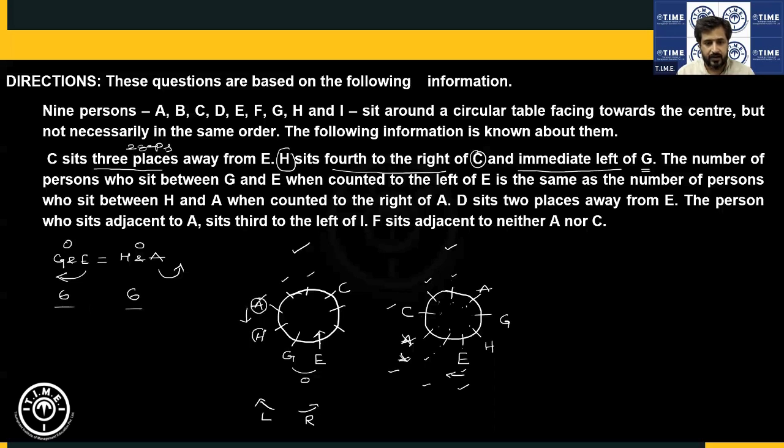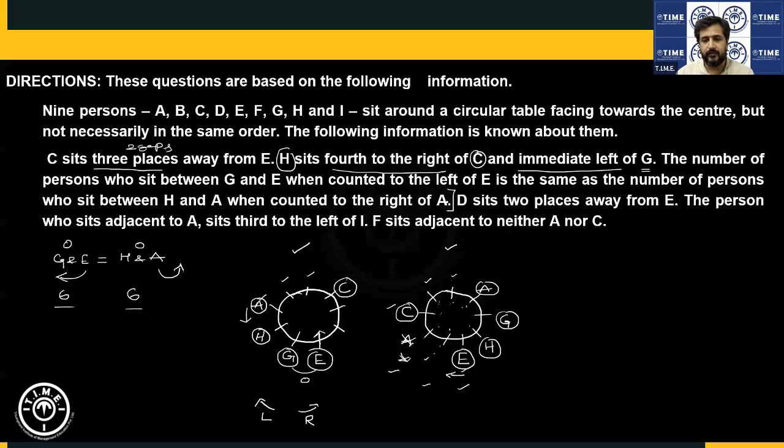A, H, G, E, and C. Both the cases are valid. In both the cases, we fix the same number of people: C, A, G, H, E. Now, what else we have? And we have done up to this point.